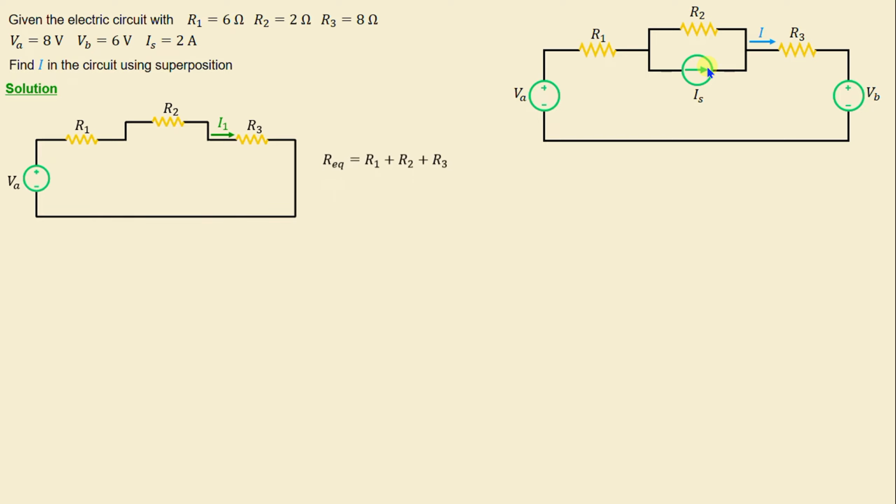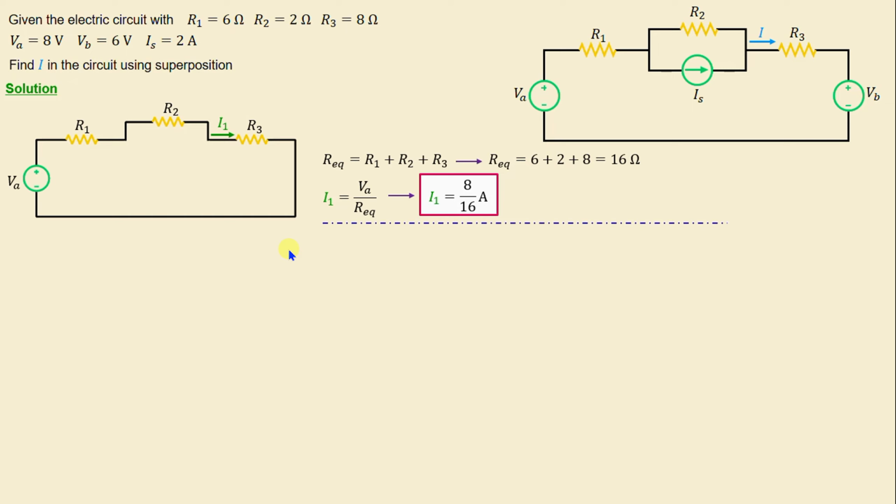In order to calculate I1, let's first start by calculating the equivalent resistance, which is equal to R1 plus R2 plus R3. If we replace R1, R2 and R3 with their numerical values, we obtain R equivalent is equal to 16 ohms. And according to Ohm's law, I1 is equal to VA over R equivalent, and if we replace VA and R equivalent with their numerical values, we obtain I1 is equal to 8 over 16 amps.